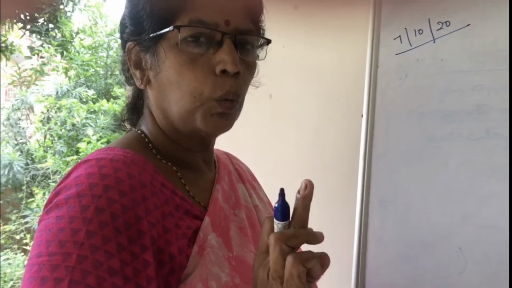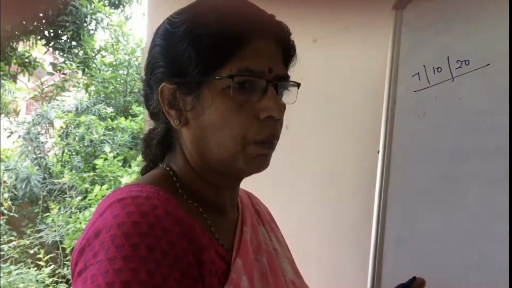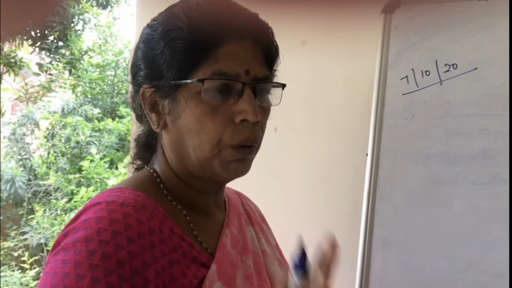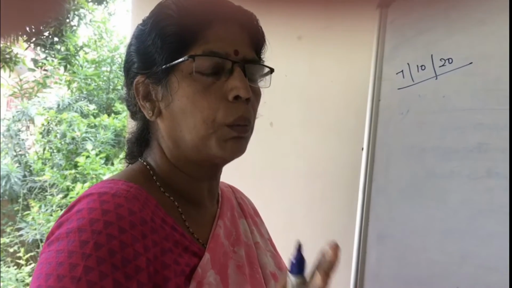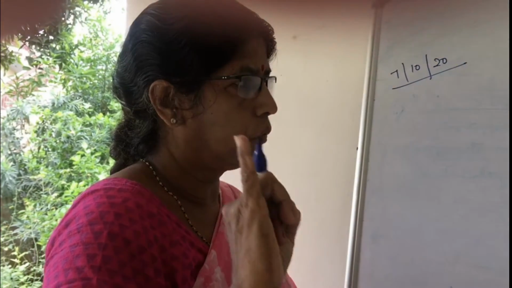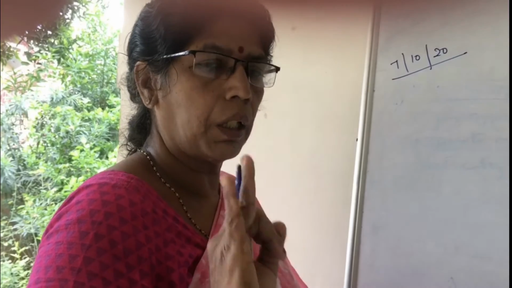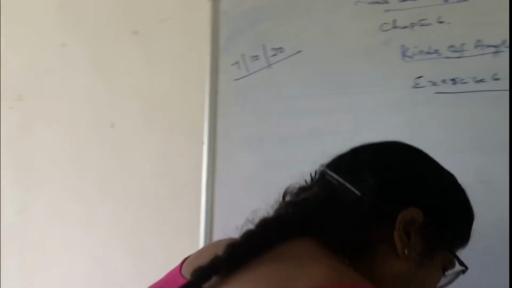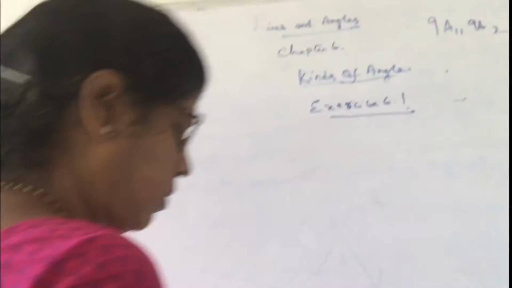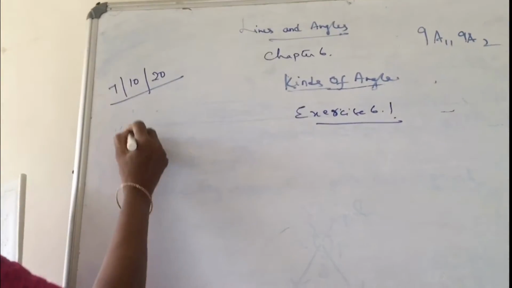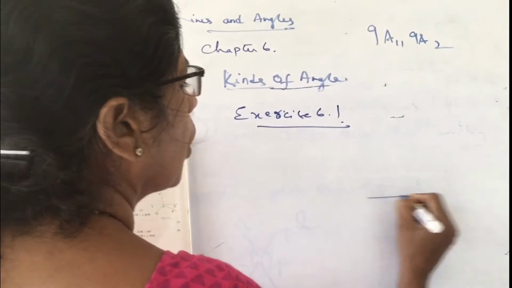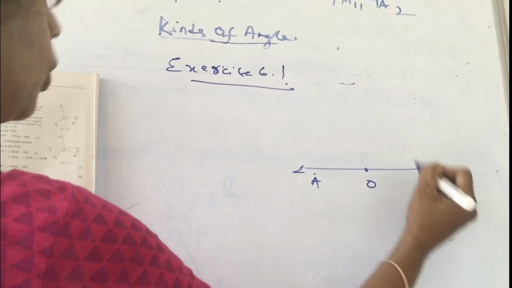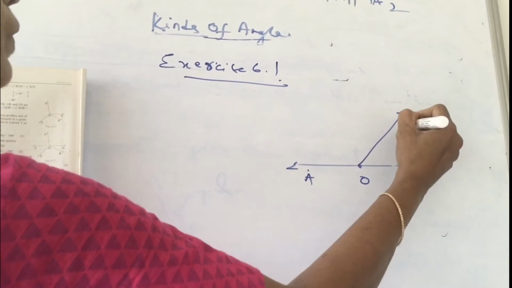2. What is given in the question you have to write. 3. What to find. 4. Solution. These are the four things you have to keep in mind whenever you do geometry. 1. Figure. 2. Given. 3. To find. 4th. Solution. Open your textbook. Exercise 6.1. First sum. Without the figure you cannot do, children. The question will be invalid if you don't draw the figures.